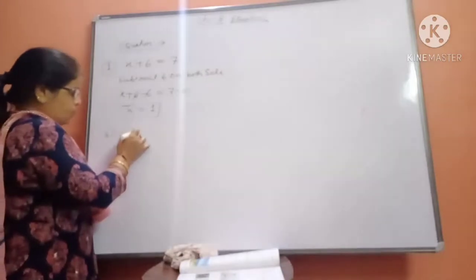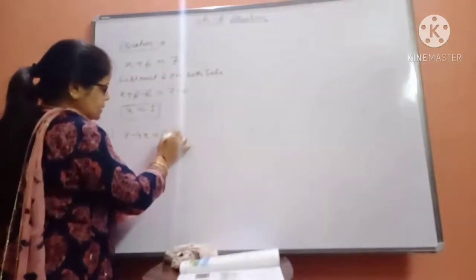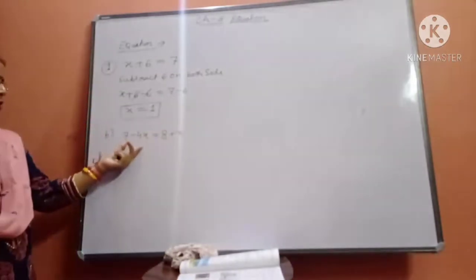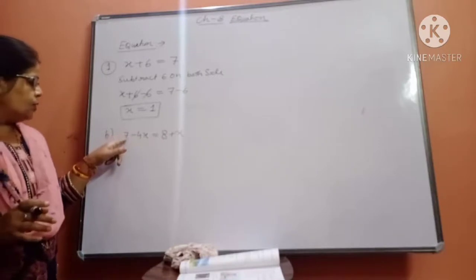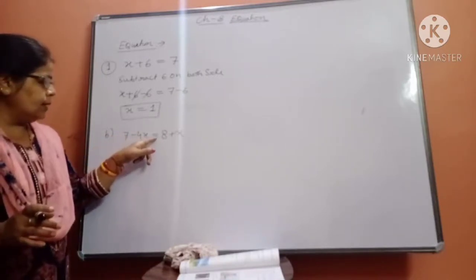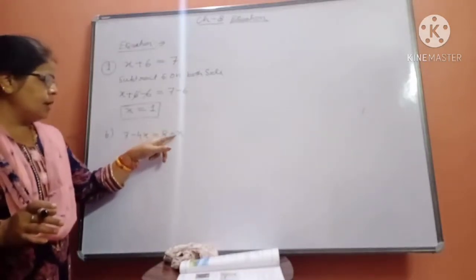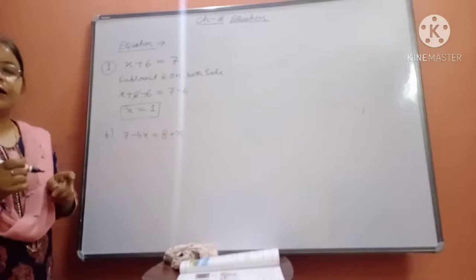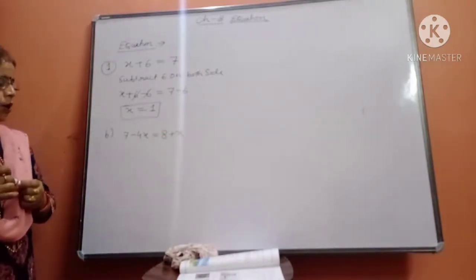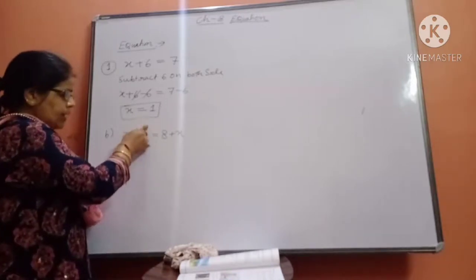7 minus 4x is equal to 8 plus x. Now you can see, beta, both the sides. It means from 7, if you subtract 4 times a number, it will give 8 more than the same number. That is the meaning of this question. Now here this is the variable, and along with this variable is 7.